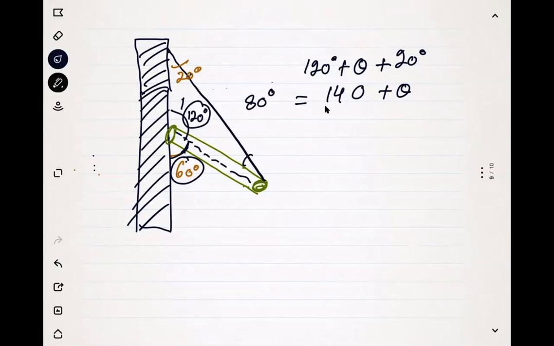So this is actually 40 degrees. As you see, this is 20 degrees, this is 120 degrees, 20 and 120 is 140, and the sum should be 180. So 140 and 180, the difference is 40 degrees. Now these are the angles, and the angle that was missing is 40 degrees.